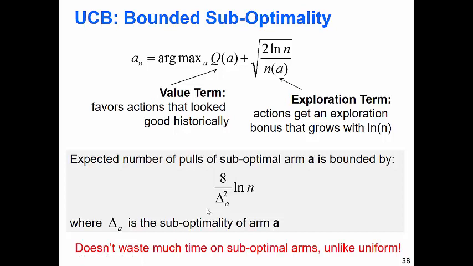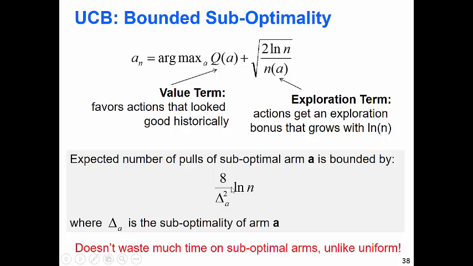If an arm is really suboptimal, in other words, its expected reward compared to the optimal reward is large, like 1, then this is going to be... let's see, suboptimality. Is this right? So when this is small, yeah, that's right. Arms that are closer to optimal, you're going to pull them more, right? Because this is going to be smaller, and so that's how this works.